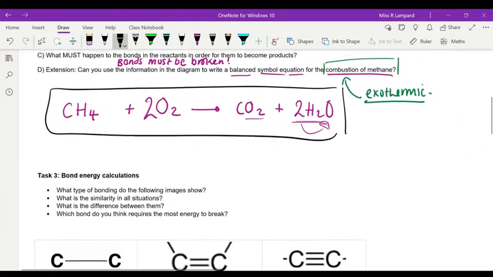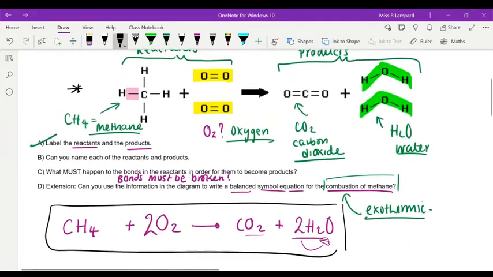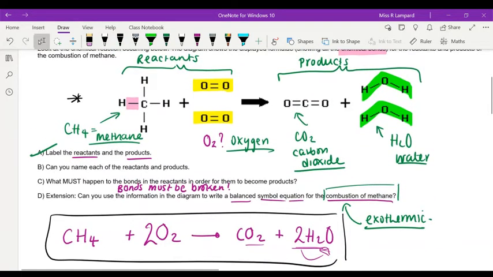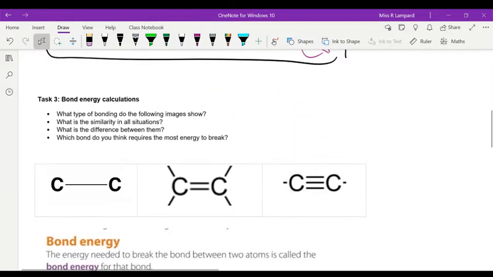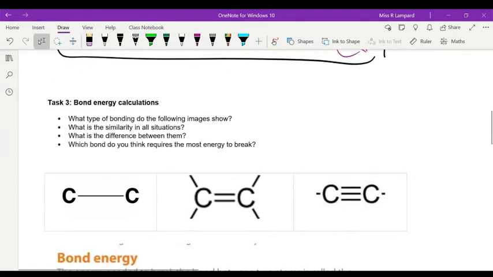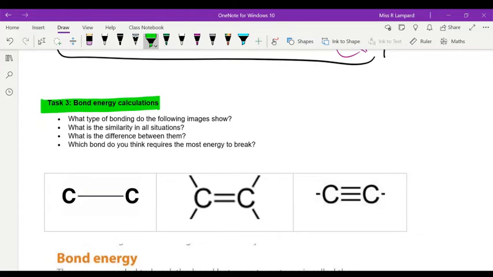So, okay, what are we going to do with this information? Why am I displaying this reaction in this way? Well, we need to use it so that we can do something called a bond energy calculation, and that's what we're going to be focusing on.